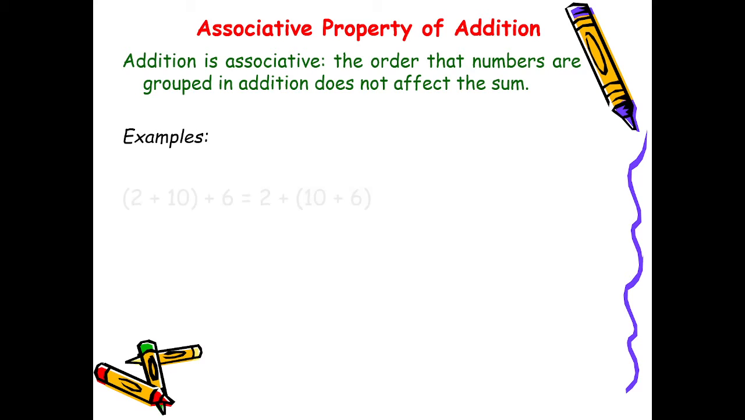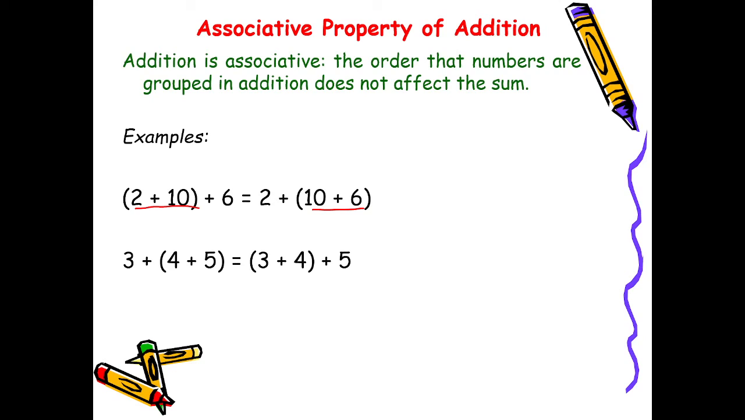Example, I will be adding first 2 and 10. This is my grouping. Then I will add 6. The result is the same if I group 10 plus 6, and the result will be added to 2. So this is what you call the associative property of addition. The grouping does not change the sum at all.